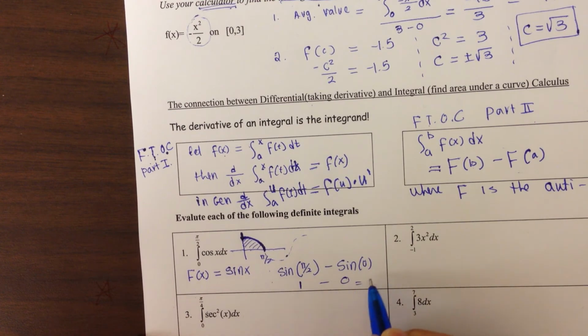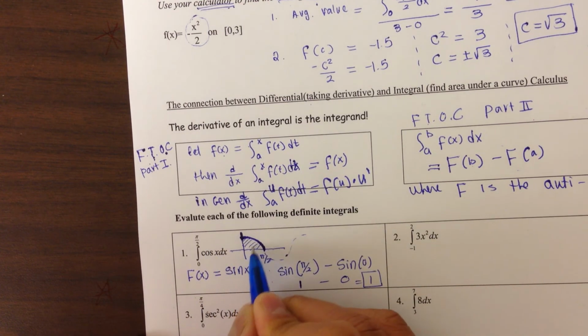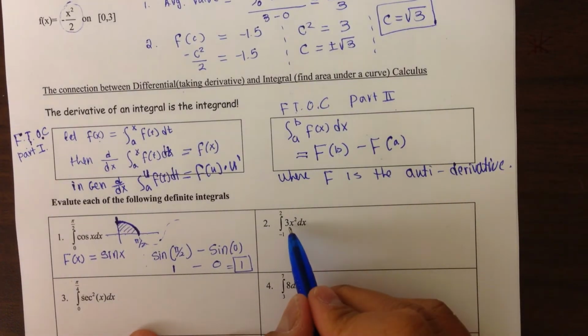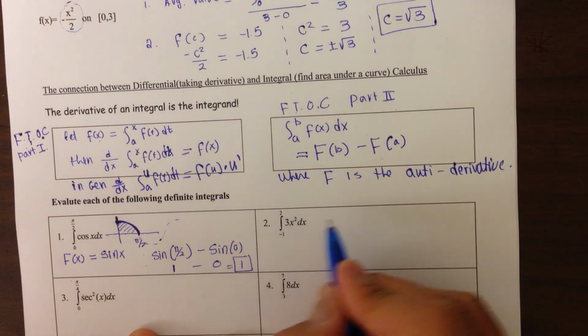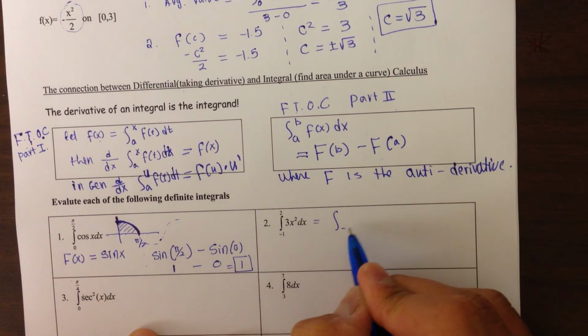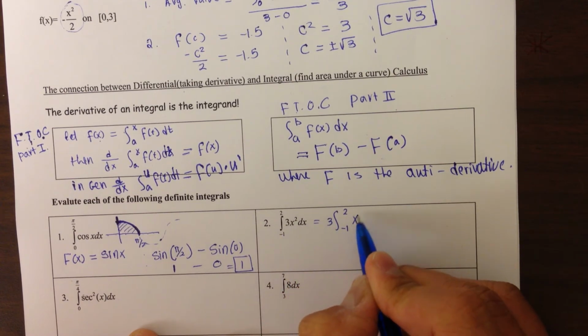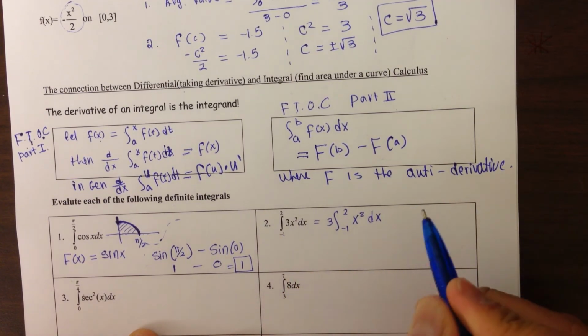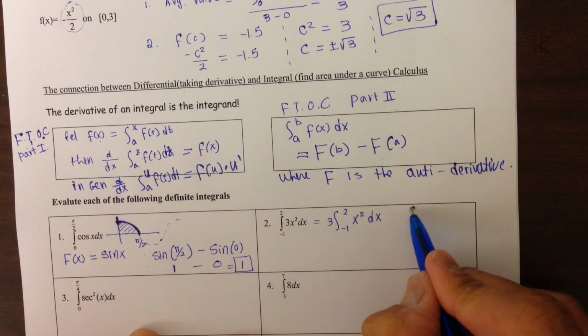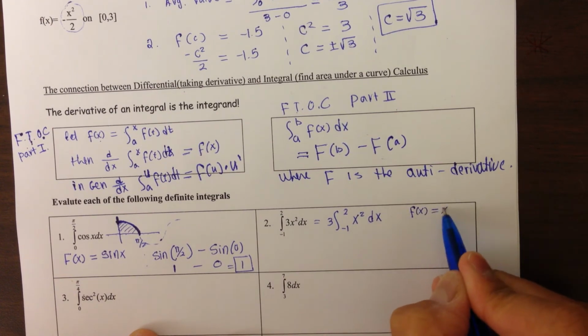Sine at 0 is equal to 0. So the area under that piece is actually equal to 1. Okay, now when you're dealing with a power function, make sure you pull out any constant before the integral. Okay, and basically our small function is x squared.